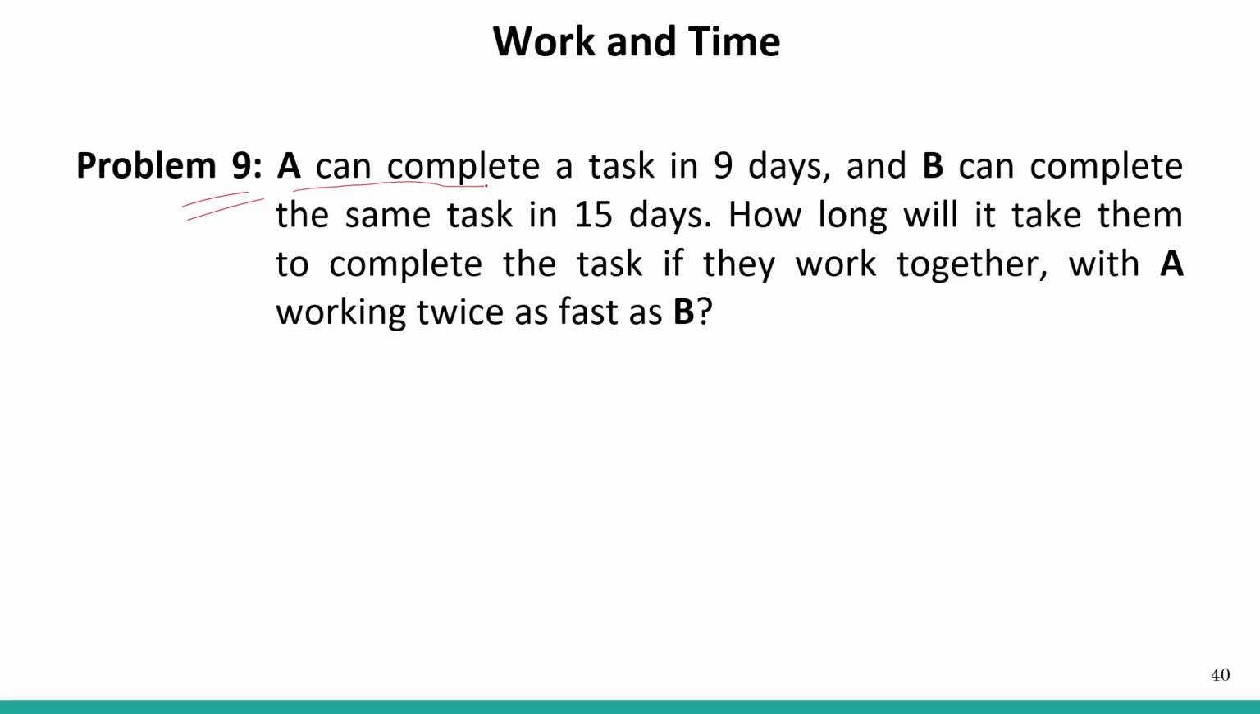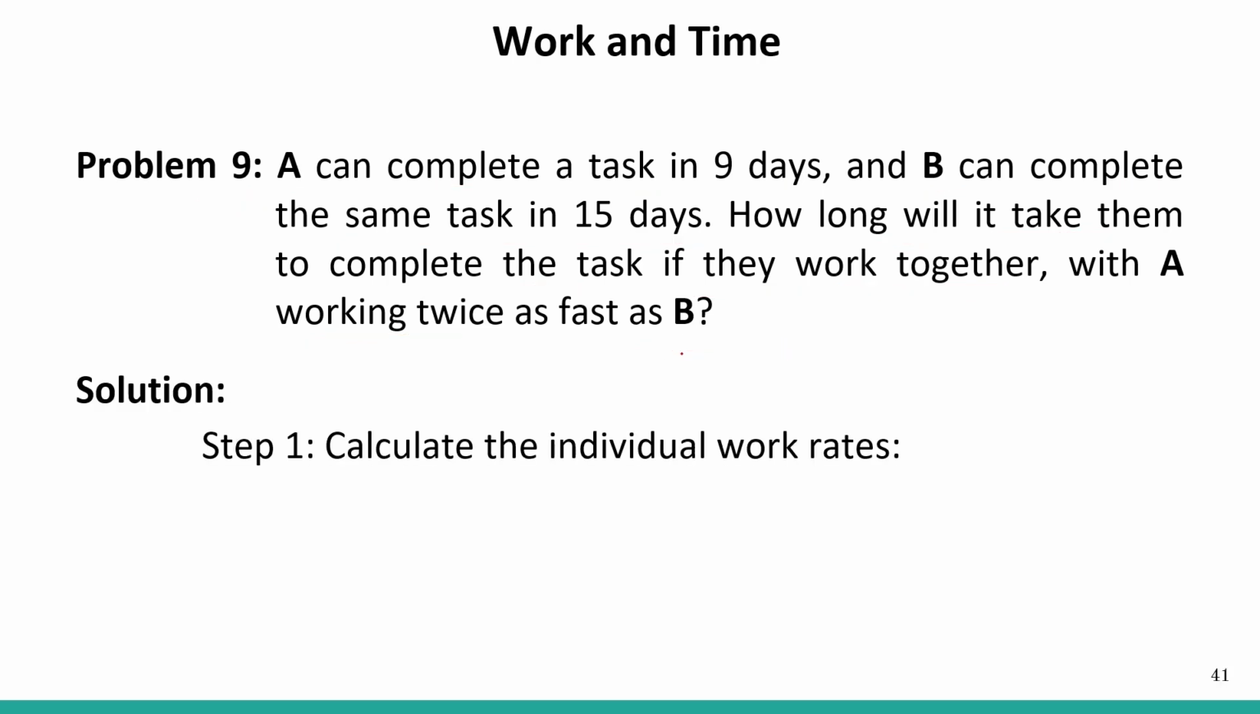So A can complete a task in 9 days and B can complete the same task in 15 days. So how long will it take them to complete the task if they work together, with A working twice as fast as B? Okay, so the work rate of A will be doubled, and the work rate of B remains as it is.